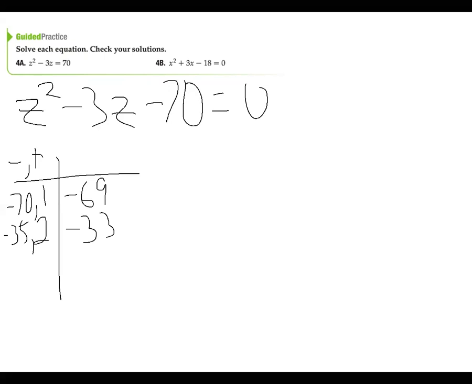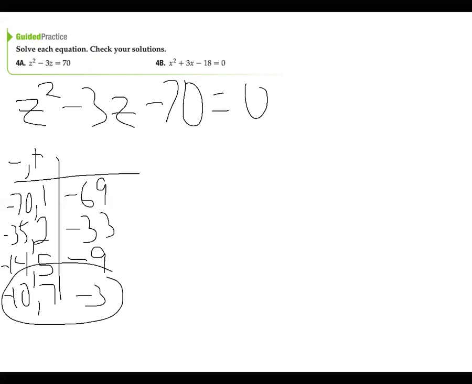Then you could do, let's see, 70, or you could do negative 14 and 5, which gives you negative 9. We're closer, but that's not going to work. Or you could do negative 10 and 7, gives you negative 3. That one works. So it'd be z, let me erase that because that's kind of sloppy there. z minus 10 times z plus 7 equals 0.